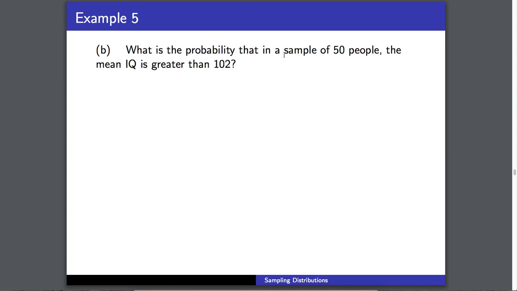What is the probability that in a sample of 50 people, the mean IQ is greater than 102? So now we're going to take a sample of 50 people and calculate within that sample, what is the probability that the mean is greater than 102? So the standard error, which is what we're going to use for our standard deviation of the mean, is 16 divided by the square root of 50, which is about 2.263.